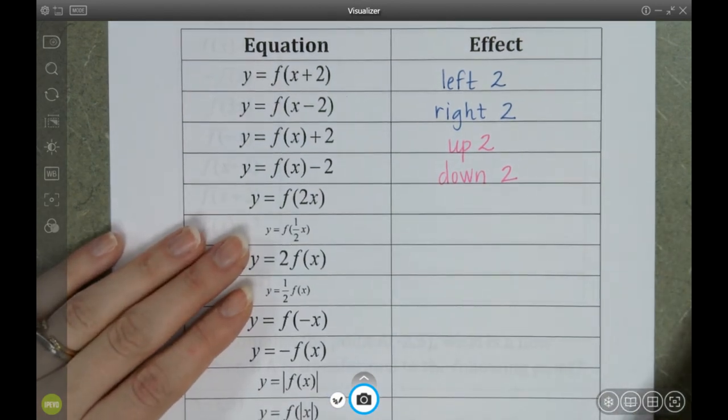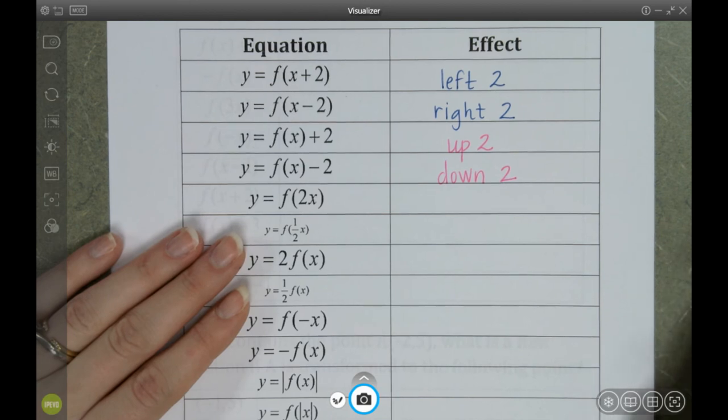Okay, when we multiplied by 2 on the inside. Hey, Mr. White.